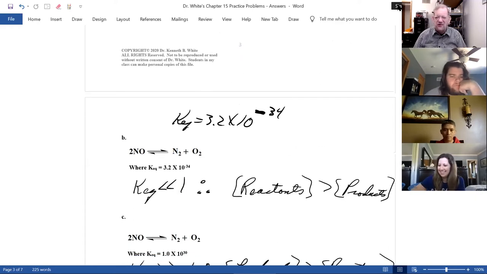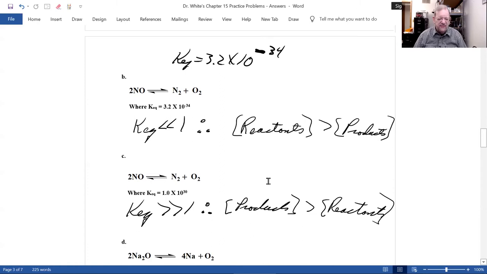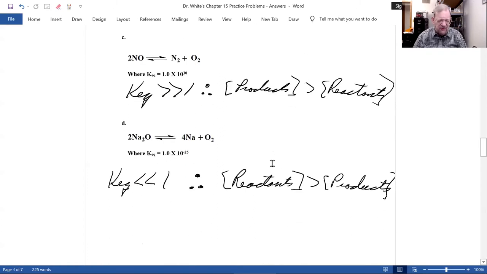All right, let's do this. If we look at K equilibrium, notice it's 10 to the minus 34th. Is that a tiny number? Yes, it's much less than 1. And when K equilibrium is much less than 1, therefore, that's what the three dots mean, the reactants are greater than the products. And you can look at the other ones and do it on your own.